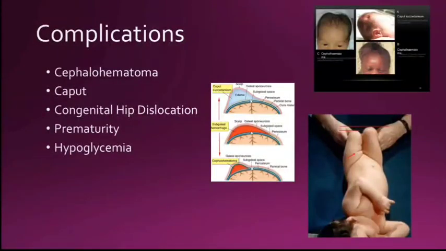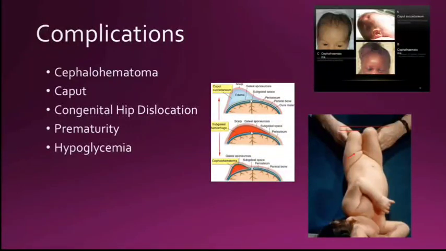Some complications that you can see. So the first two, the cephalohematoma and the caput, I just want to reiterate that just so you know. So caput is basically just soft tissue swelling of the baby, and it is pretty common, especially if it was a long labor or mom had to push a lot.